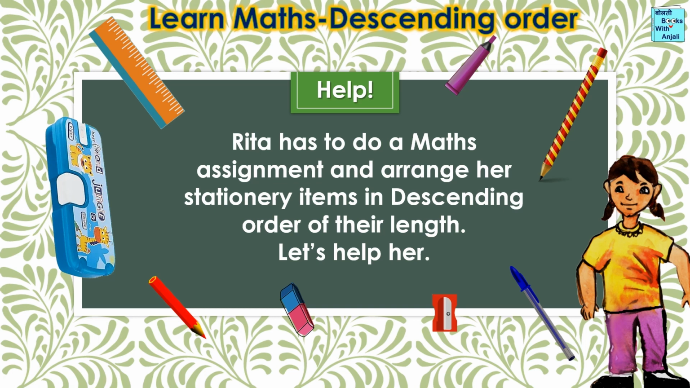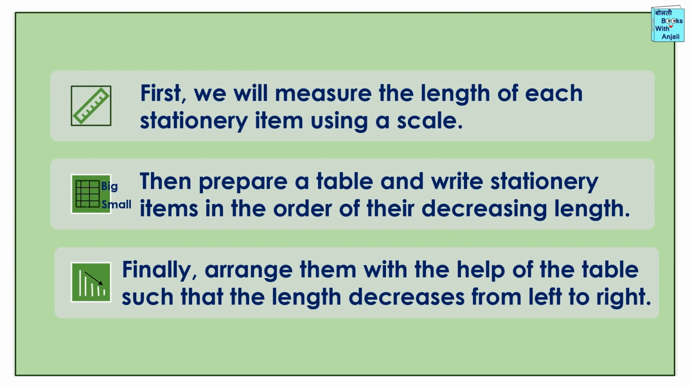Rita has to do a maths assignment and arrange her stationery items in descending order of their length. Let's help her out. First, we will measure the length of each stationery item using a scale. Then, prepare a table and write stationery items in the order of their decreasing length. Finally, arrange them with the help of the table such that the length decreases from left to right.